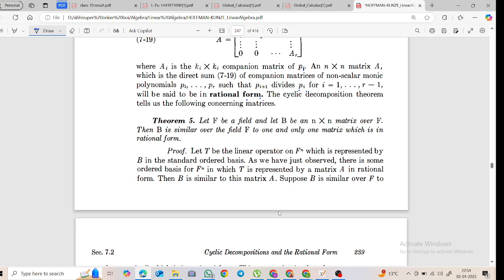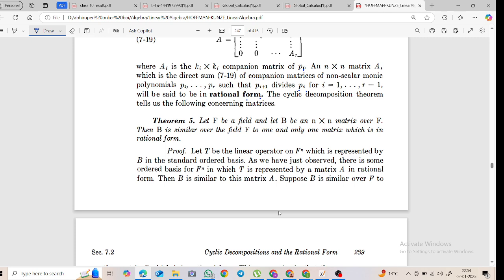If F is a field and B is an n cross n matrix over F, then B is similar over F to one and only one matrix which is in the rational form. If F is a field and B is an n cross n matrix over F, then B is similar over the field F to one and only one matrix which is in the rational form.